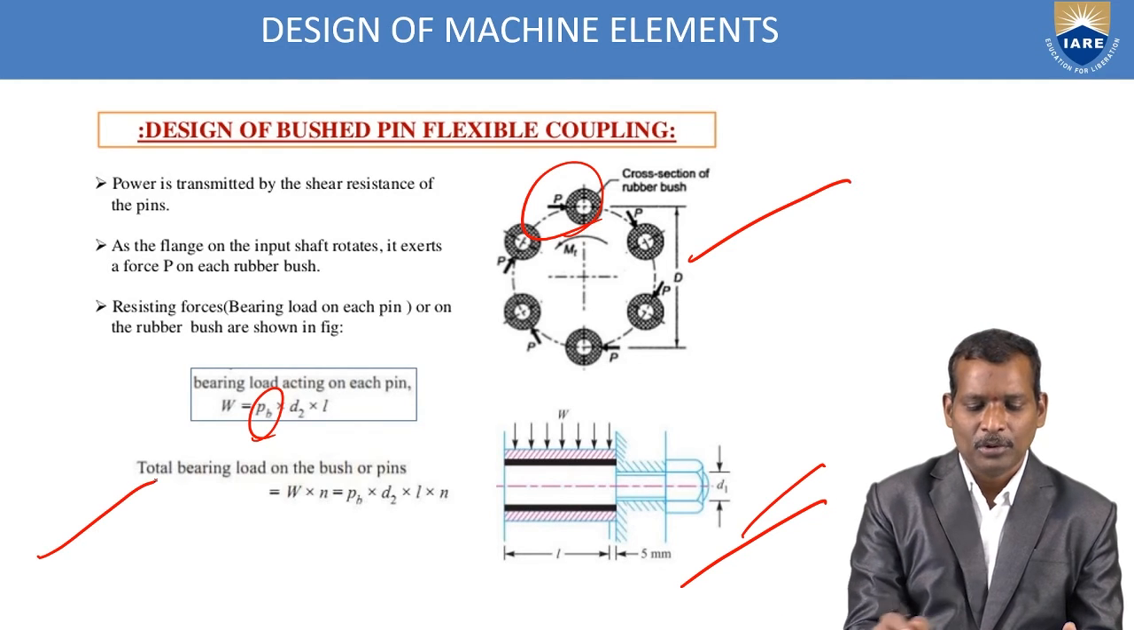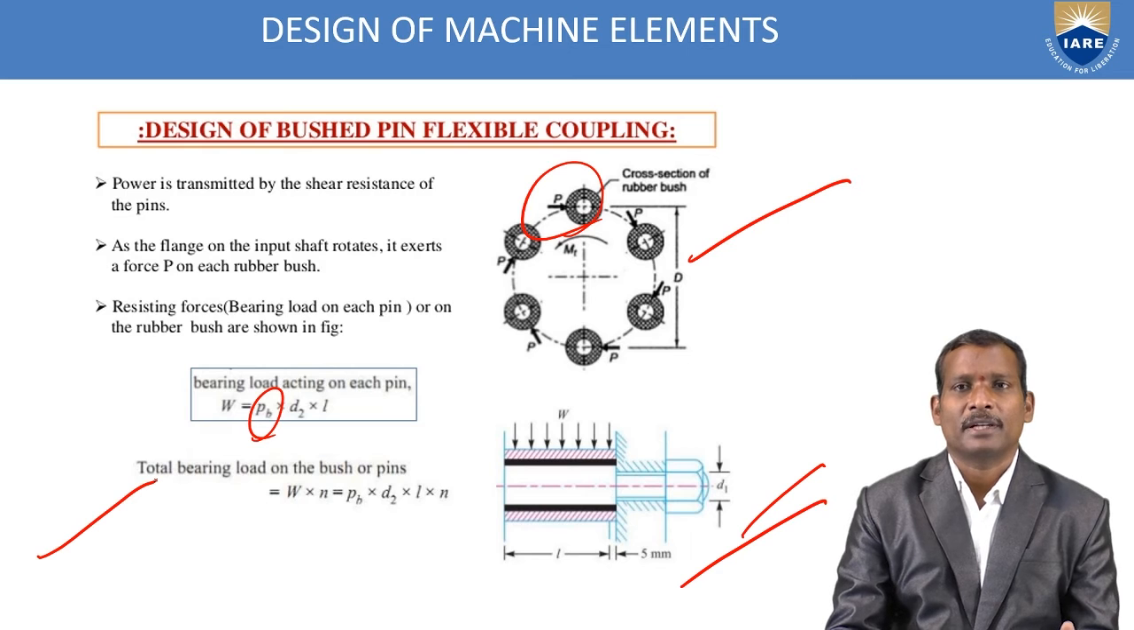That's why you should calculate how much load is acting on each pin. The total bearing load on the bushes or pins is multiplied with the number of pins. First you calculate the bearing load and then multiply with N. So that is pB into d2 into L into N: bearing pressure multiplied with the area and multiplied with the number of pins.